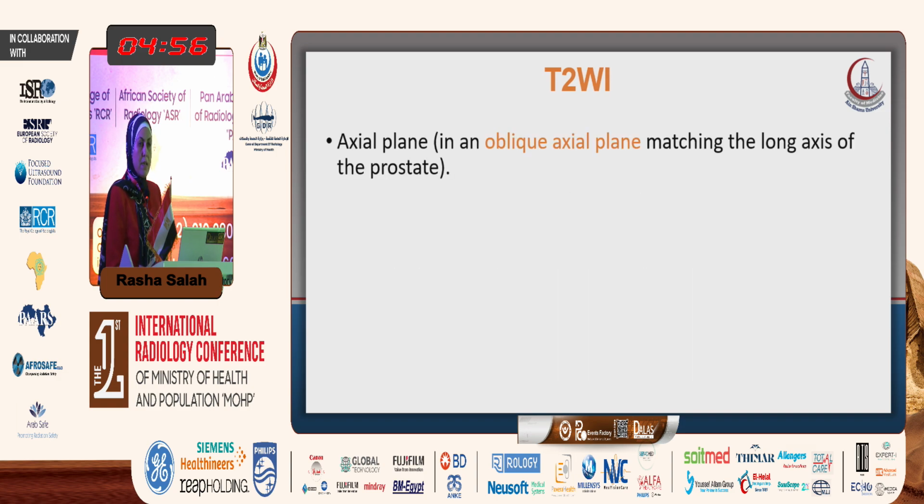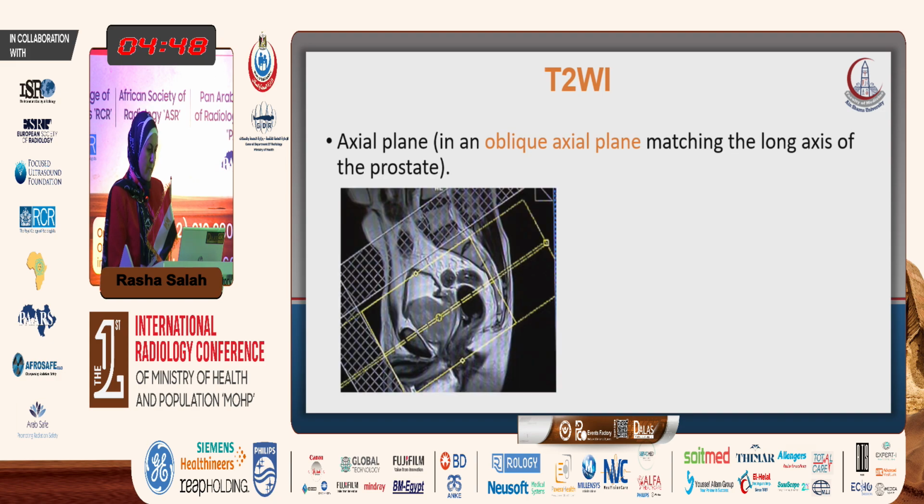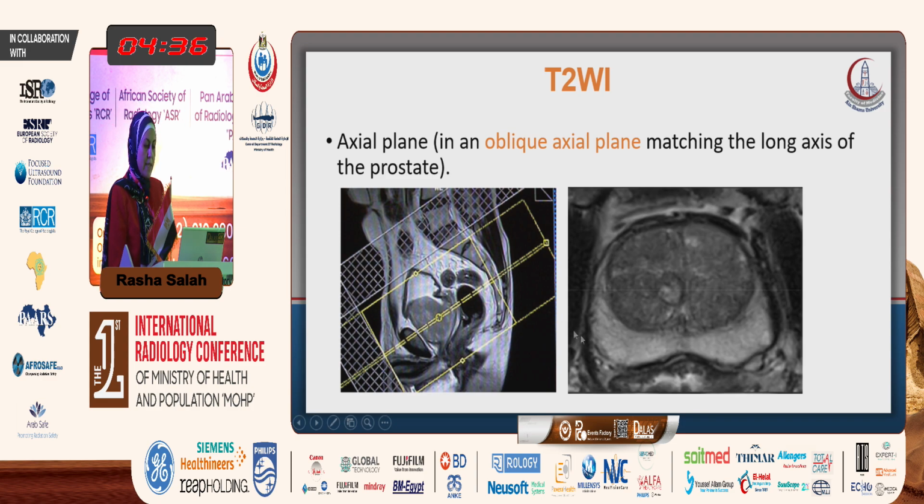The prostate axial T2 weighted image should be performed in an oblique axial plane, matching the long axis of the prostate. This is the sagittal T2 weighted image, and this is how we localize the axial planes for the prostate image, to allow us to get this nice axial T2 weighted image, with the central gland located over here and the peripheral zone, as we can see here in the mid prostate.